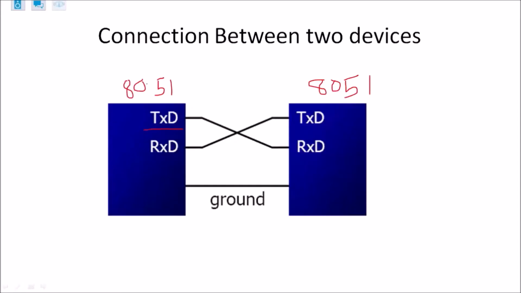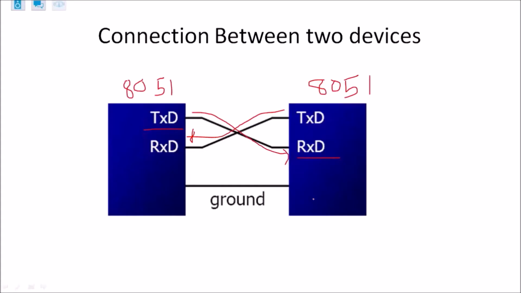The transmitter terminal of this 8051 is connected to the receiver terminal of the other. So whatever data is transmitted by this 8051 will be received by the second 8051. And whatever data this second IC is transmitting will be received by the first 8051's receiver terminal. So cross connection is used here. Whatever data is transmitted by one IC will be received by the other IC.